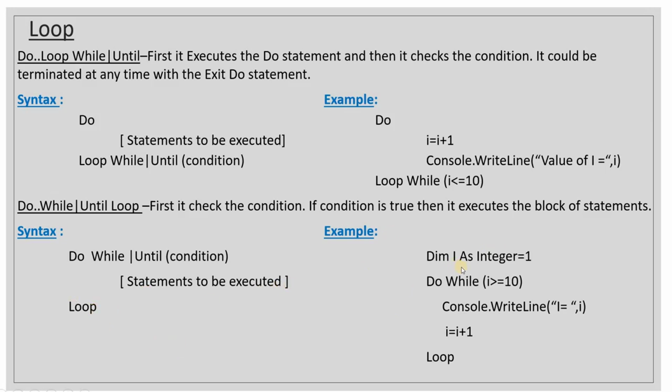Dim I as Integer equals 1. I is a variable, and its value is 1. Now do while I is greater than or equal to 10. Console.WriteLine I is equal to I. Then it will print the value of I. Then we increase the value, I equals I plus 1. Then the loop keyword. In this loop it checks the condition first. Then if the condition is true, it executes the block of statements.